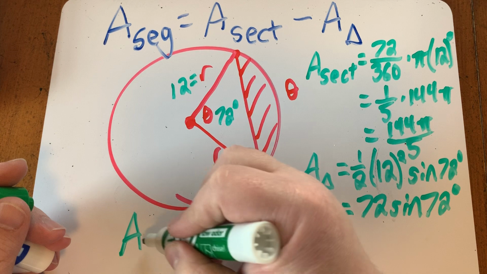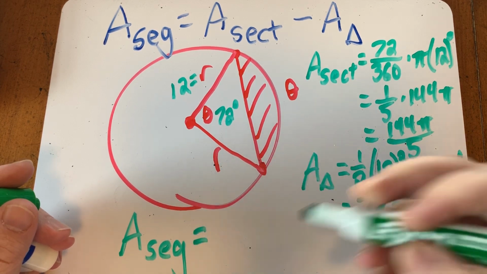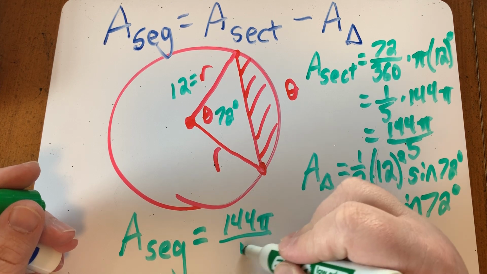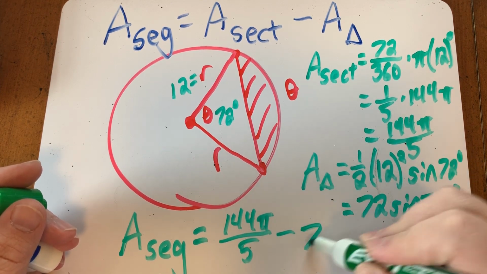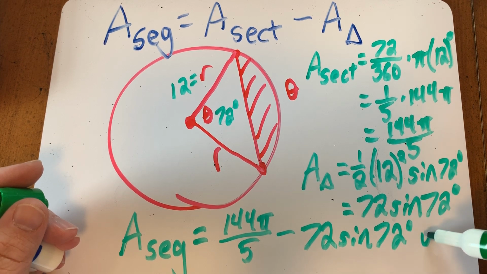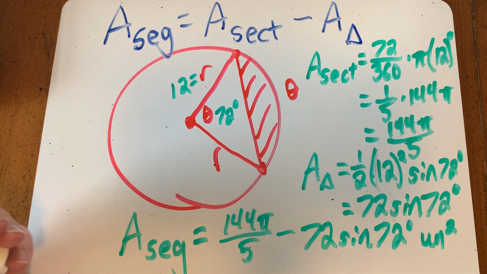So the area of the segment, in exact terms, is 144 pi over 5 minus 72 sine of 72 degrees square units. All right, so that's areas of circles and parts of circles. Have fun.